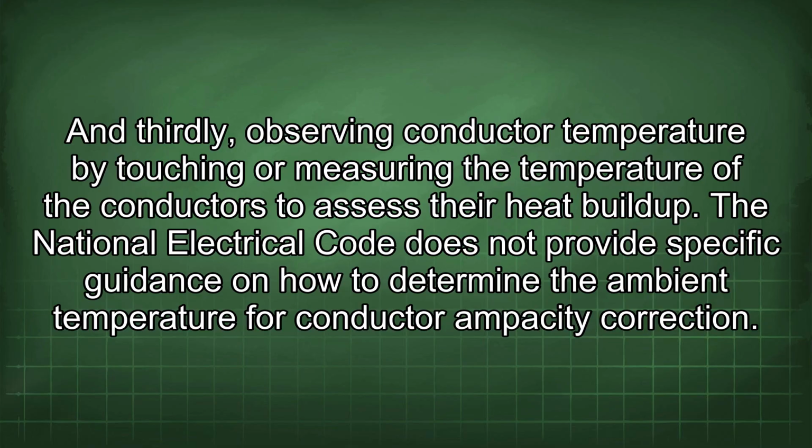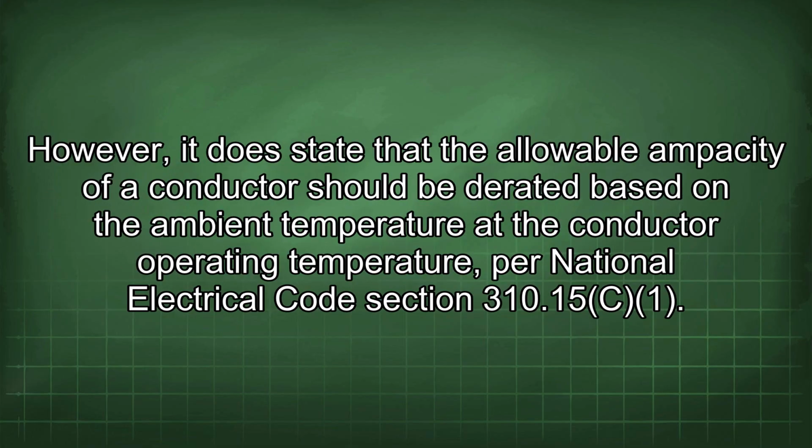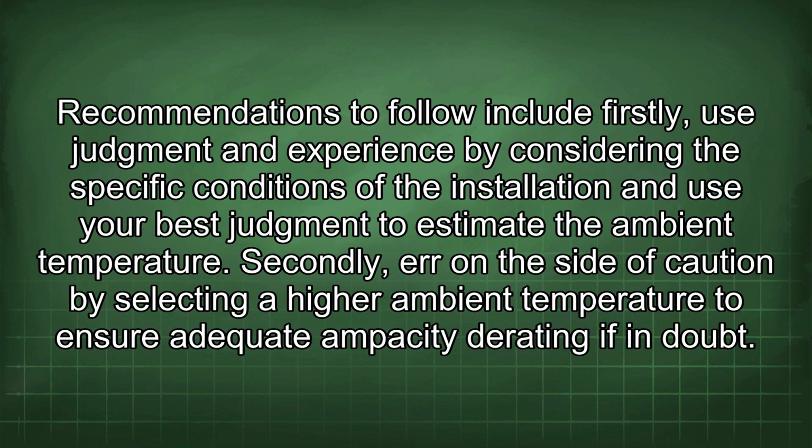The National Electrical Code does not provide specific guidance on how to determine the ambient temperature for conductor ampacity correction. However, it does state that the allowable ampacity of a conductor should be derated based on the ambient temperature at the conductor operating temperature per National Electrical Code Section 310.15. Recommendations to follow include, firstly, use judgment and experience by considering the specific conditions of the installation and use your best judgment to estimate the ambient temperature.